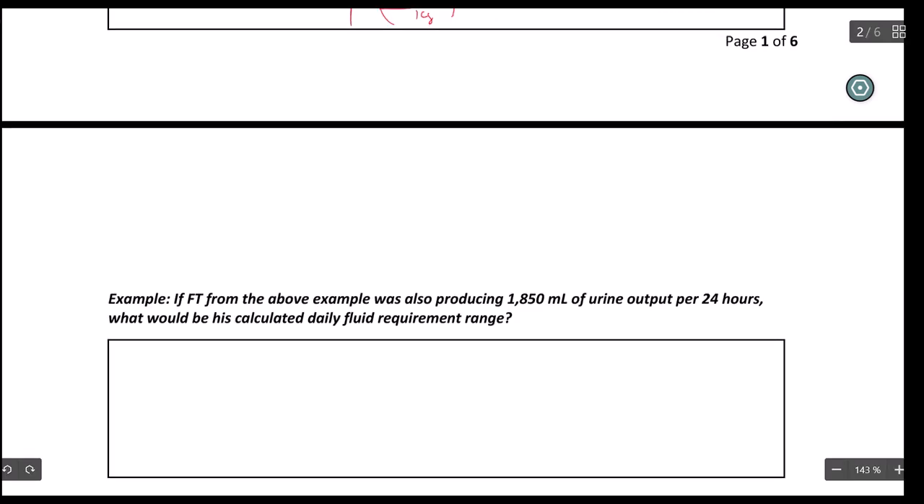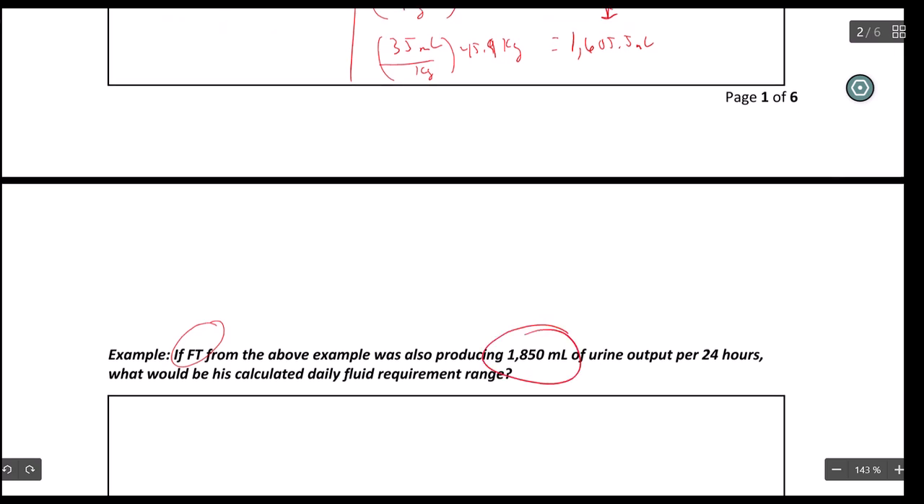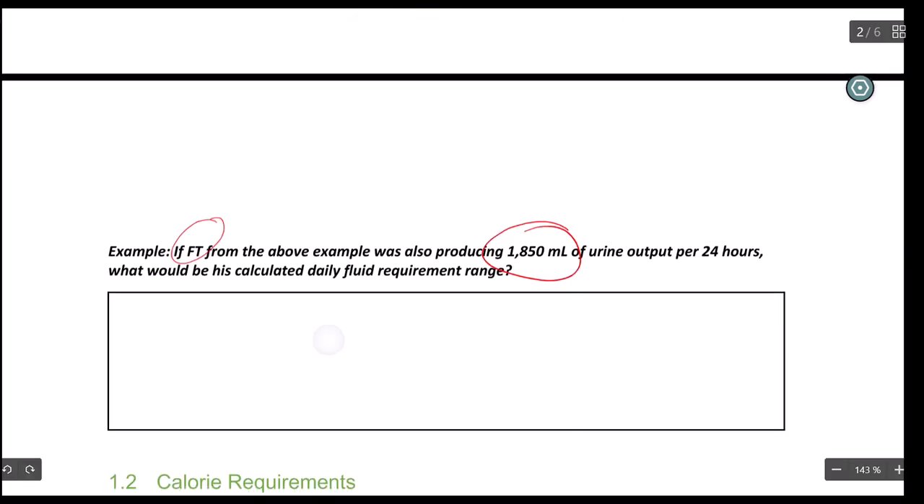So if FT, which we know needs that range, also produced 1,850 mLs of urine in 24 hours, what is their daily fluid requirement? Well, the daily fluid requirement is taking what we have for insensible losses, which is what we calculated, either 1,377 mLs or 1,605.5 mLs, and we're going to add to that the sensible loss, which was 1,850 mLs of water, or I should say urine output.